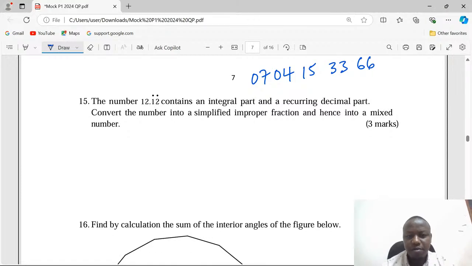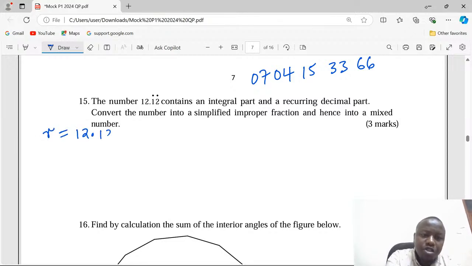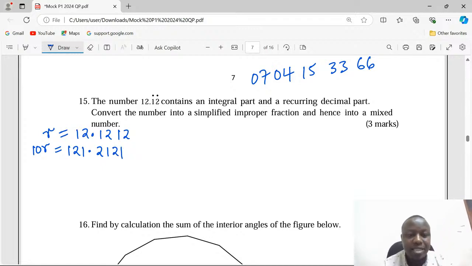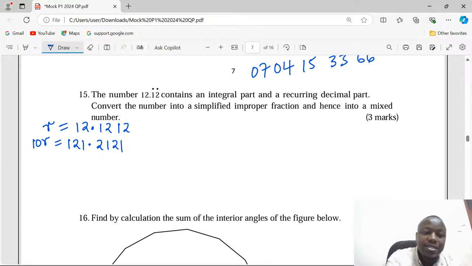Number 15, now we have to convert this to an improper fraction, then a mixed number. Then we finish. We can let R be 12.1212 continuous or recurring. That means 10R is going to be 121.2121. According to this, we can see the decimal part cannot subtract to give us exactly 0. So we proceed to 100R.